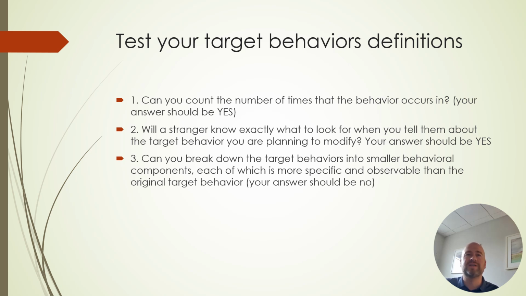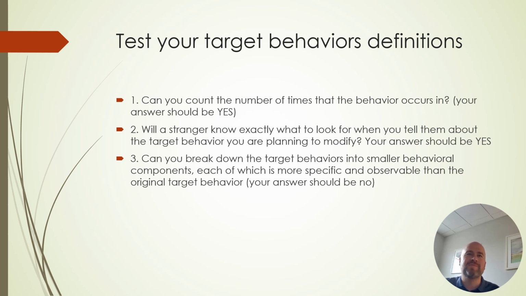The second criteria is, will a stranger know exactly what to look for when you tell them about the target behavior you're planning to modify? And I often think if we pulled someone off the street that doesn't know this person, can they read our target behavior and target behavior definition and be able to reliably record on this? And the answer to this should be yes.